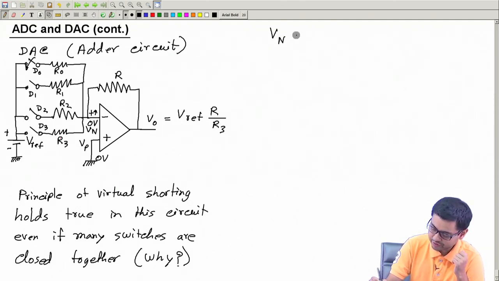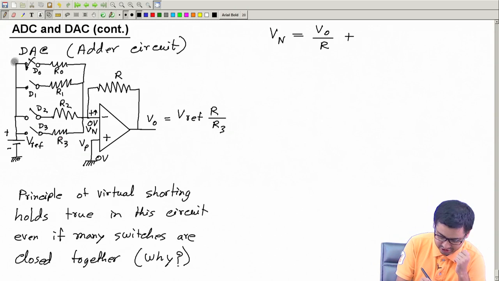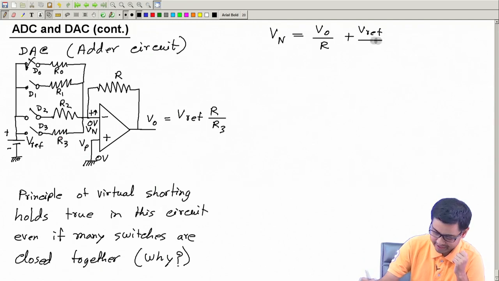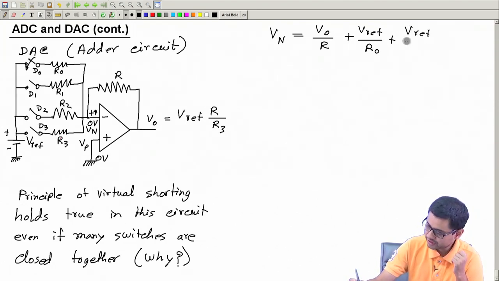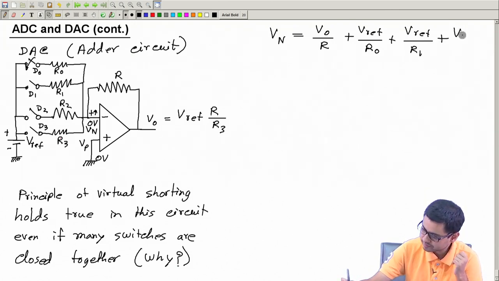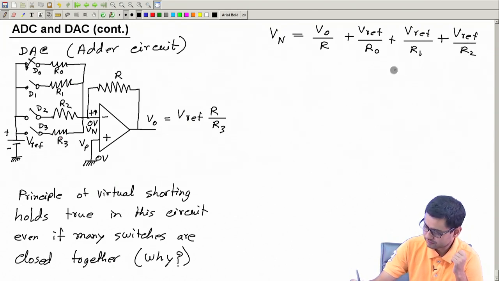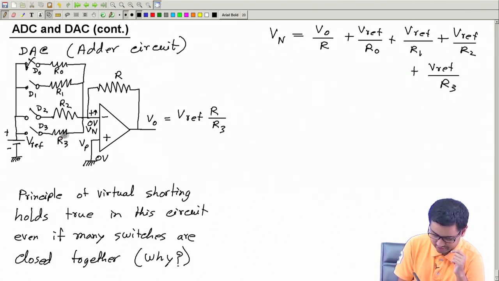So, we can write that Vn is equal to V0, which will get a weight of 1 over R, plus this potential, which is the same as Vref, so Vref divided by R0, plus again Vref divided by R1, plus similarly Vref divided by R2, and plus Vref divided by R3.